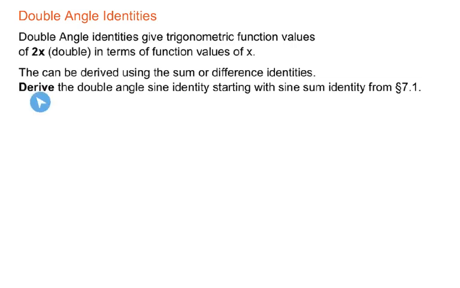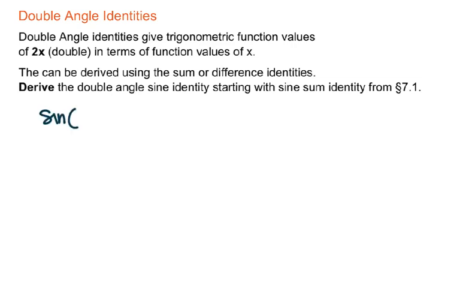So in this situation, we're going to derive the double angle identity. They're easily derived using our sum or difference identities, which we've learned about in previous videos. We're going to derive the double angle identity for sine, and we're going to start with what we know, something we trust to be true, which is the sine sum.